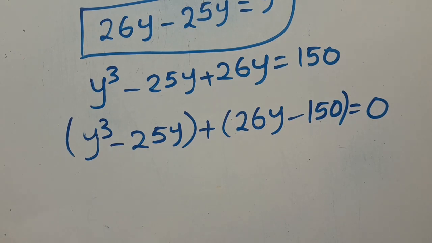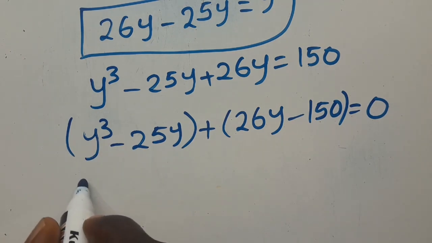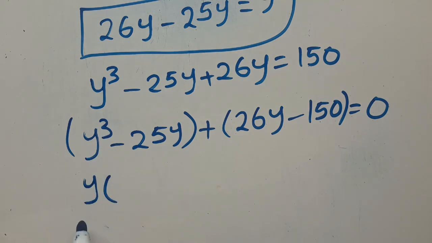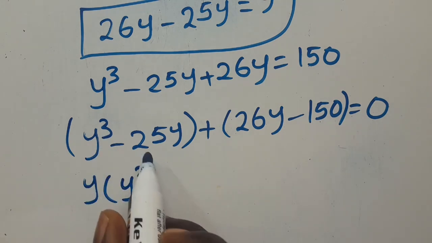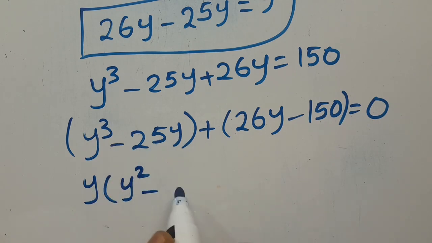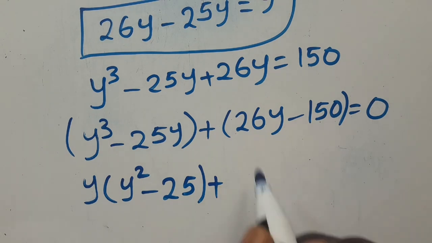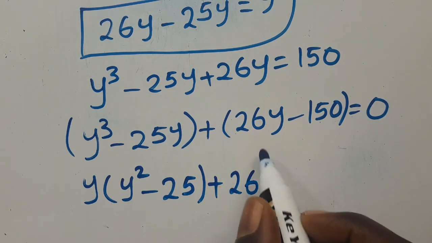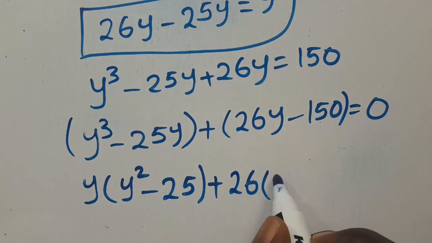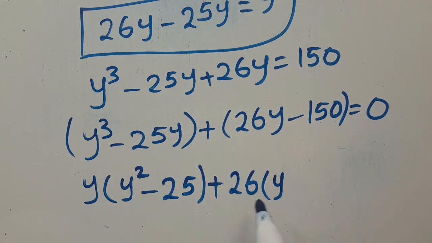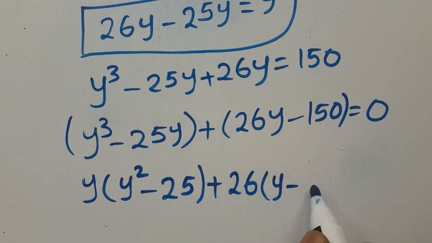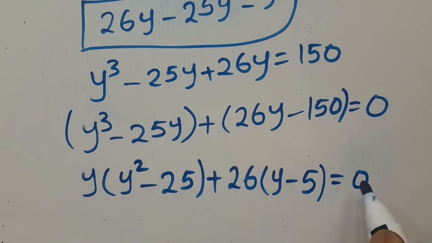Then from here we have y in common, so we can factor it out as y. This y to the power of 3 divided by this y, we have only y to the power of 2. Minus 25y divided by y, we have only minus 25. Plus, let us factor 26 outside of this. Open the bracket. 26y divided by 26, we are left with only y. Then 150 divided by 26, we are going to have only 5. Then we have minus. We close it, we set everything to be equal to 0.